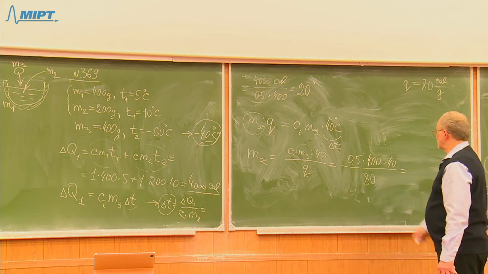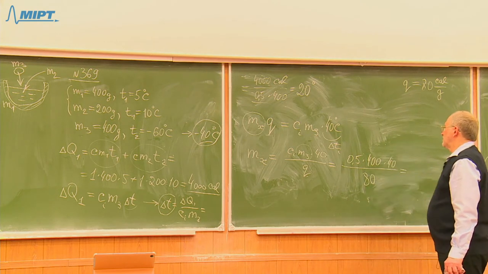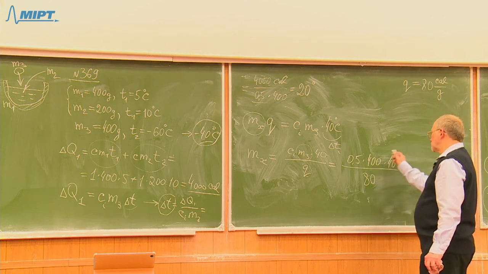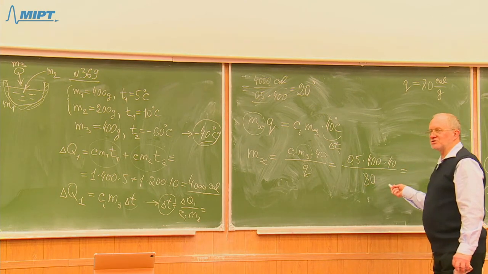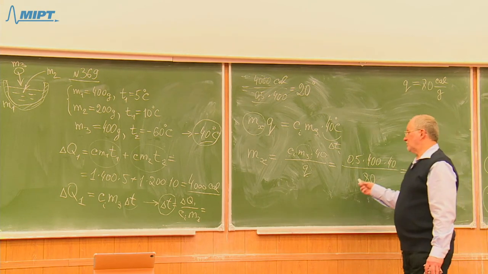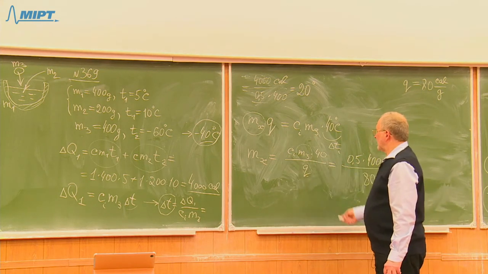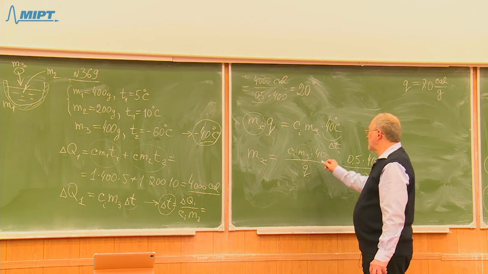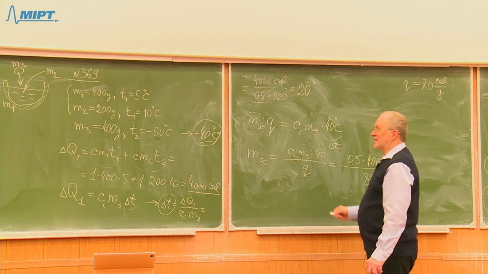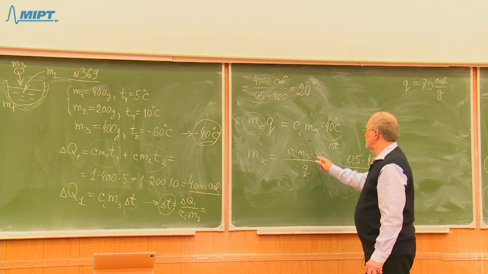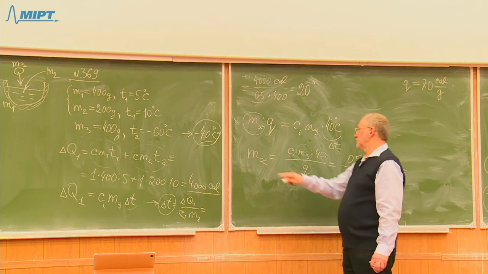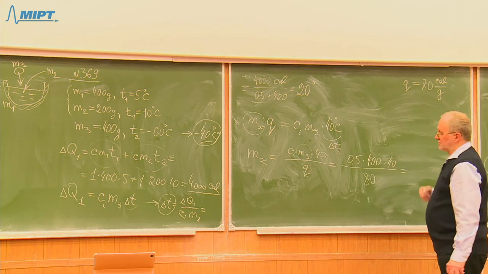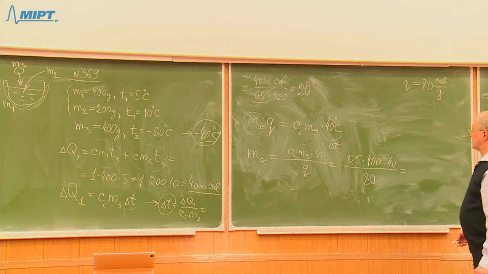So I just calculate the numbers, and I don't care about the units of measurement, but in order to omit the units of measurement in your calculations, you must always perform this assessment. You must check whether the units of measurement will cancel and whether the formula will give you the units of measurement you need. You must always do this procedure in order not to make a mistake.